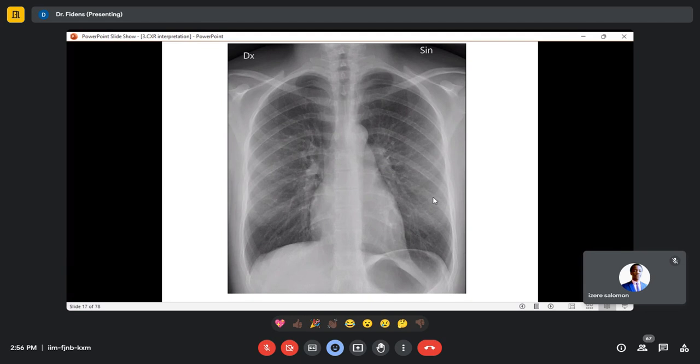I just wanted to see if you can see the technical qualities of the film very well. This film is slightly over penetrated, because you see the spine almost very well. Everything you can see in detail. So slightly over penetrated, but it didn't affect my image much. Okay.